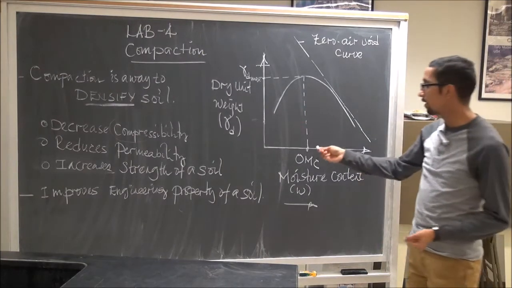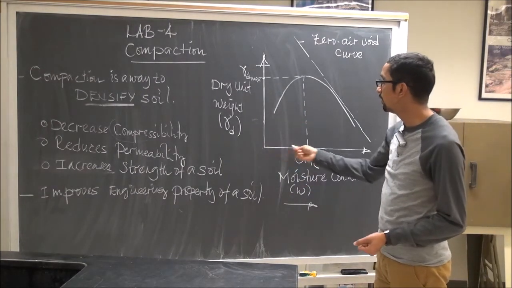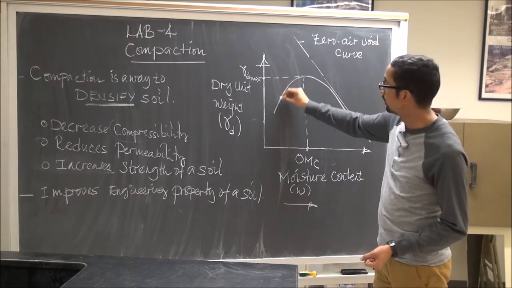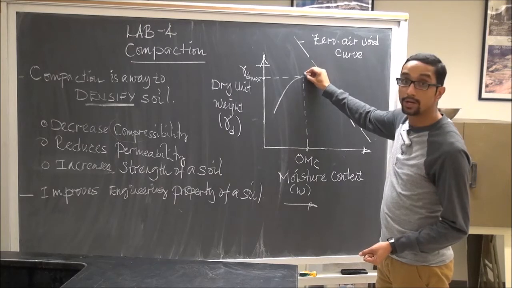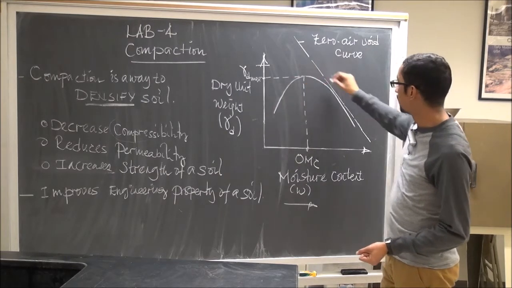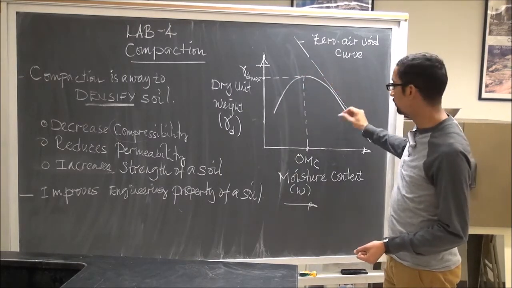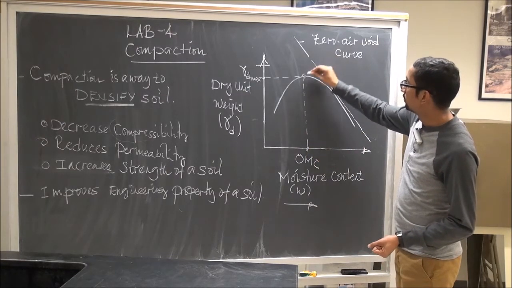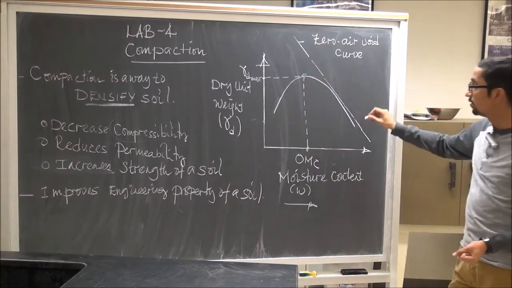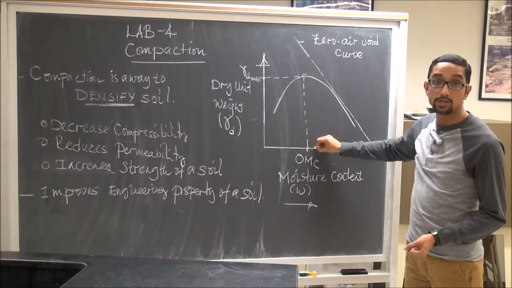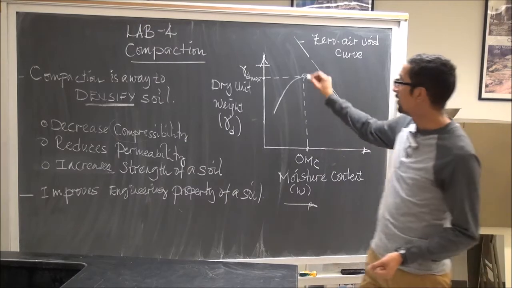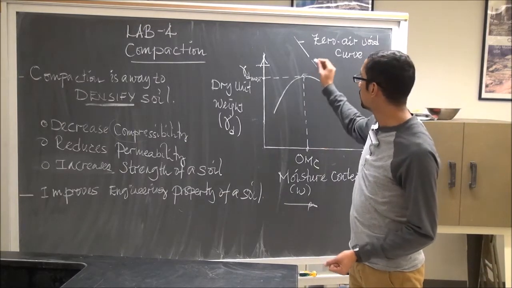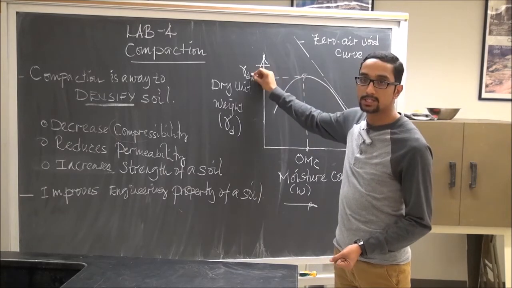If you see in this graph, as we increase the moisture content from left to right, my dry unit weight keeps on increasing till it reaches a point where the unit weight starts decreasing with further increase in the moisture content. So at the optimum point where the density starts decreasing, the corresponding water content is the optimum moisture content, and the density relative to the optimum moisture content is the maximum dry unit weight.